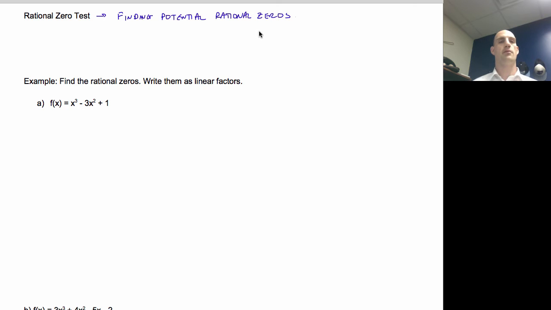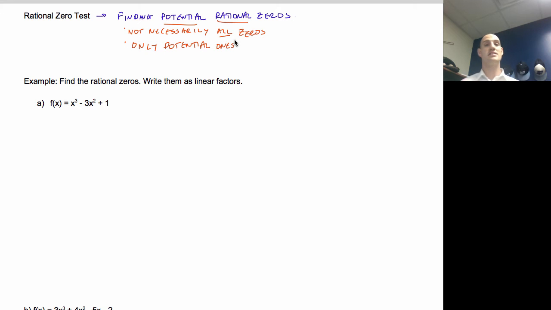An important thing to remember about the rational zeros test: it does not give all the zeros necessarily, and it only tests for the rational ones. So it's potential and rational. So a good thing is not necessarily all zeros, and it's only potential ones. So what you're going to see is we're going to list out a lot of potential rational zeros, and maybe only a couple of them pan out.